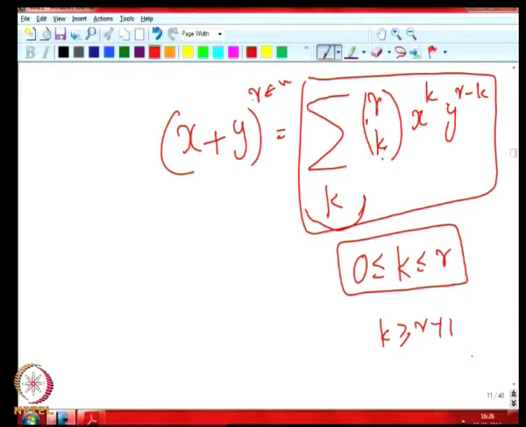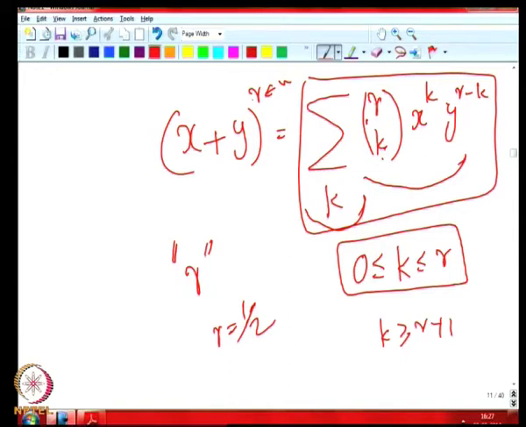Of course, we are claiming that this is valid for any r, even complex numbers: negative integers, complex numbers, numbers like r equal to half, some fractions, for any number it is valid, as we are claiming, right? Just that in that case, this will be an infinite sum. We cannot say that only for k between 0 and r will the terms remain non-zero.